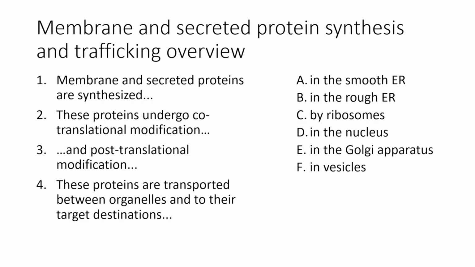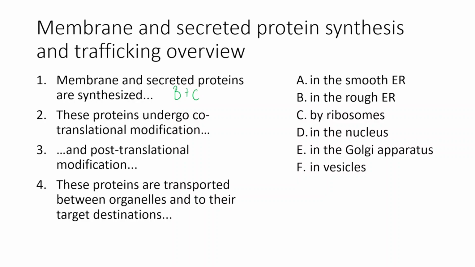All right, so let's start going over these questions about protein synthesis and trafficking. Number one, membrane and secreted proteins are synthesized where or by what? Yes, in the rough ER. And there's actually a second answer choice that is also correct for this one. Yeah, by ribosomes, exactly. Ribosomes are very important for all protein synthesis. And for membrane and secreted proteins, ribosomes translate proteins directly into the rough ER.